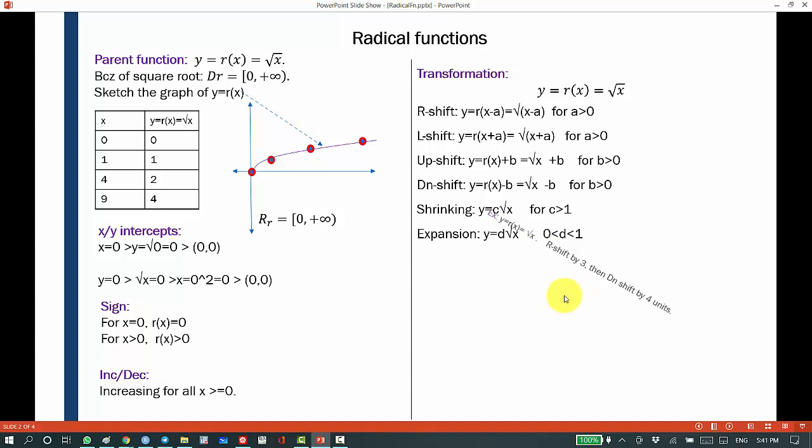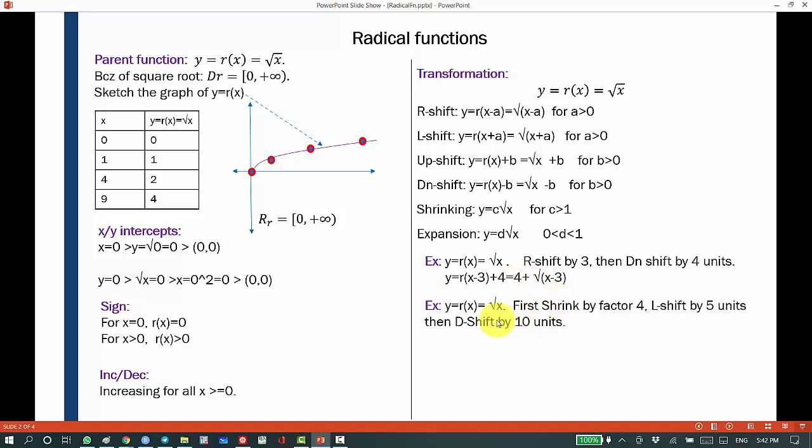For example, consider the parent function square root of x shifted to the right by 3 units and upwards by 4 units. That is r of x minus 3. This minus 3 is for the shift to the right, and this plus 4 is for the shift upwards. That is 4 plus the square root of x minus 3.